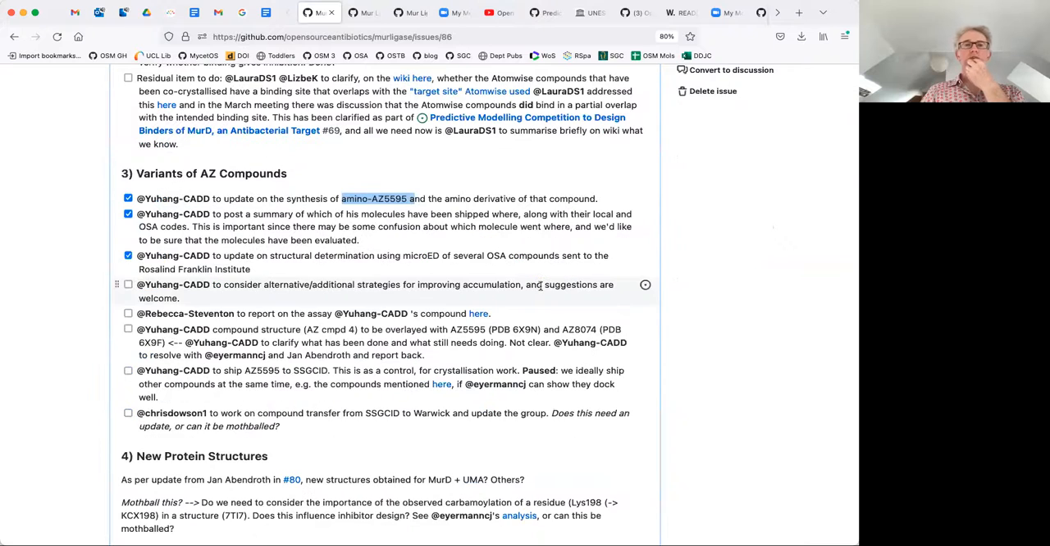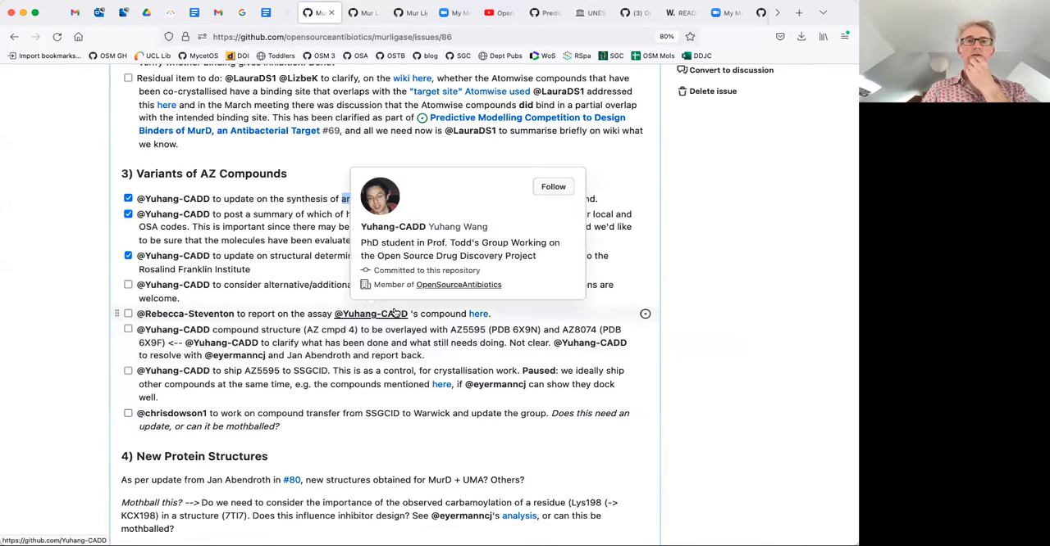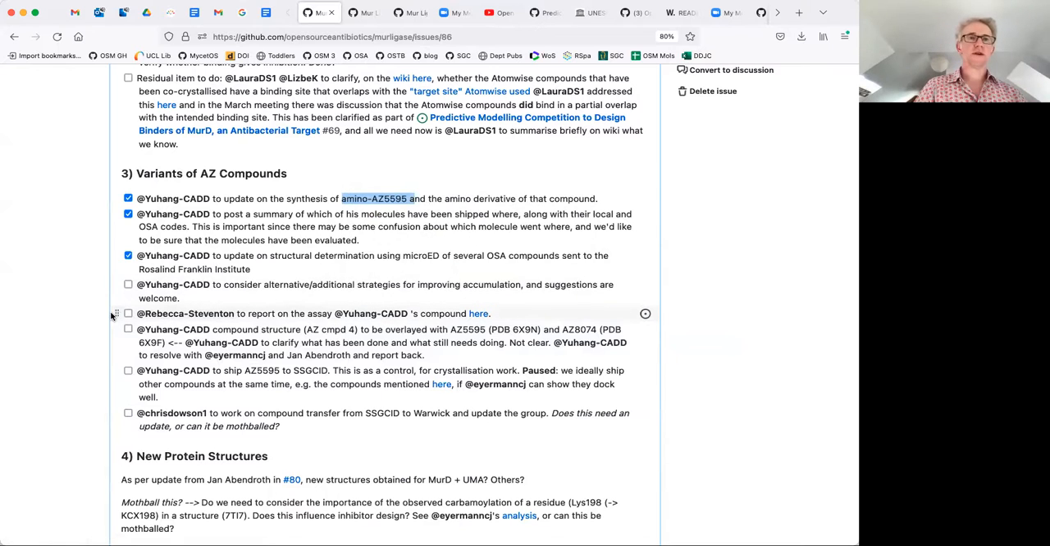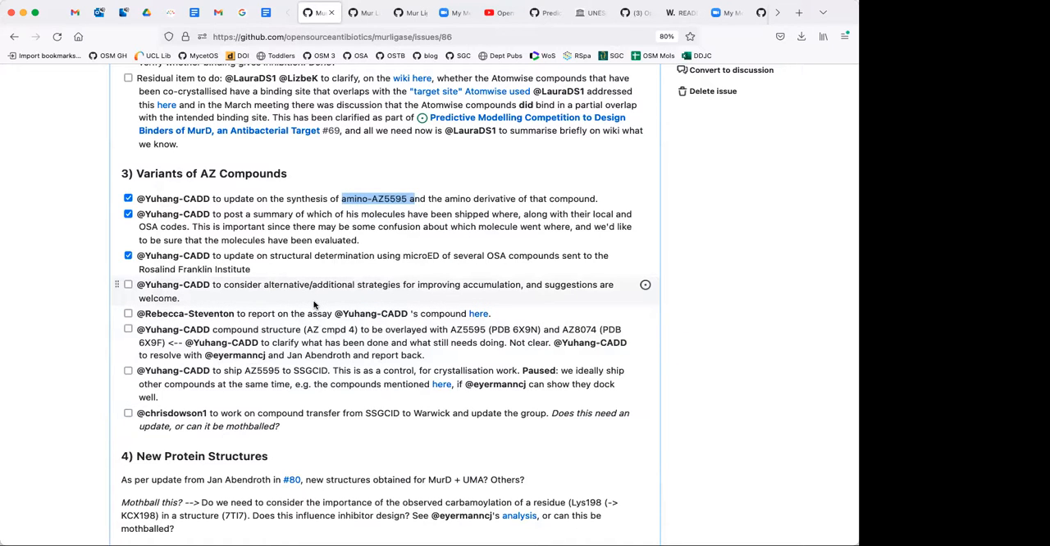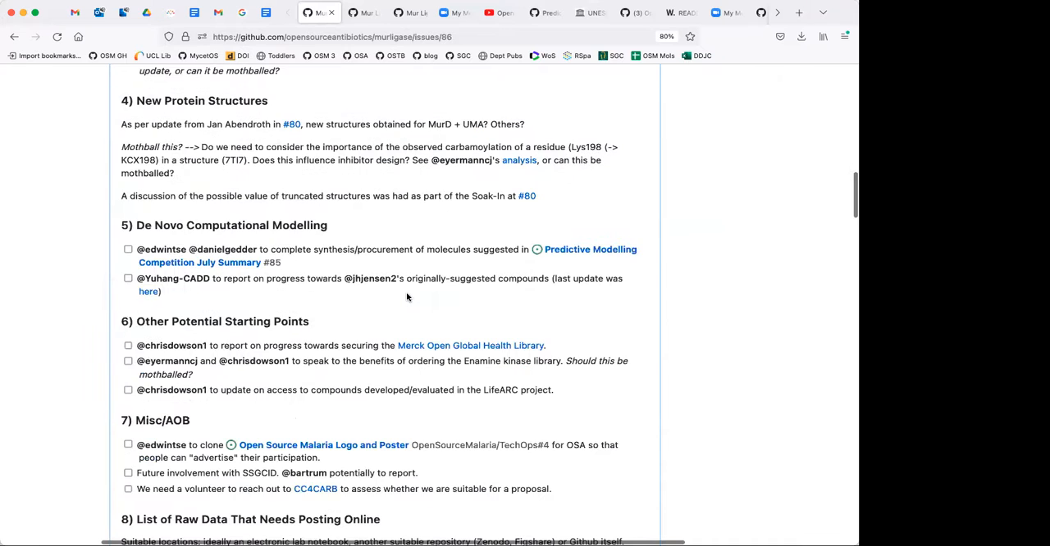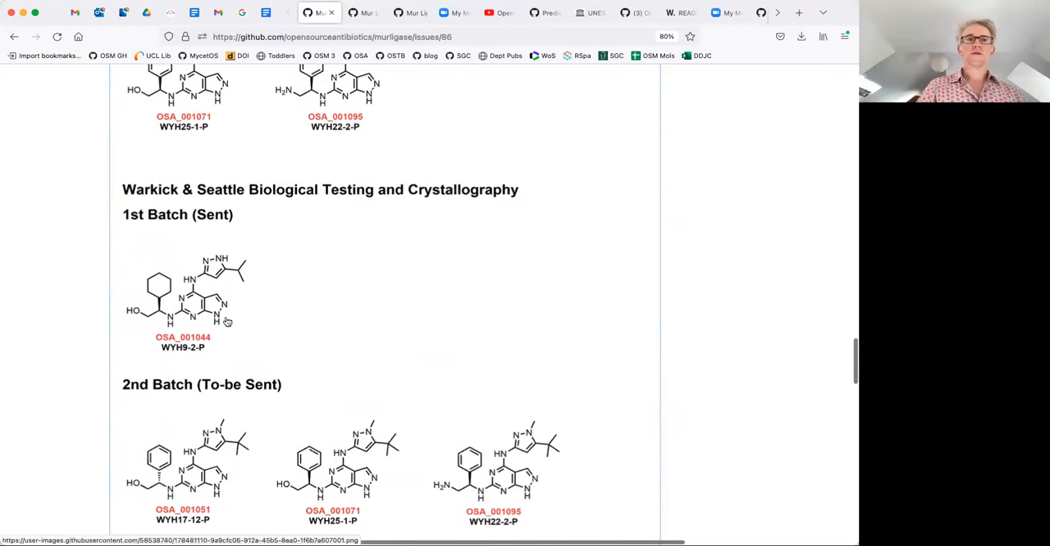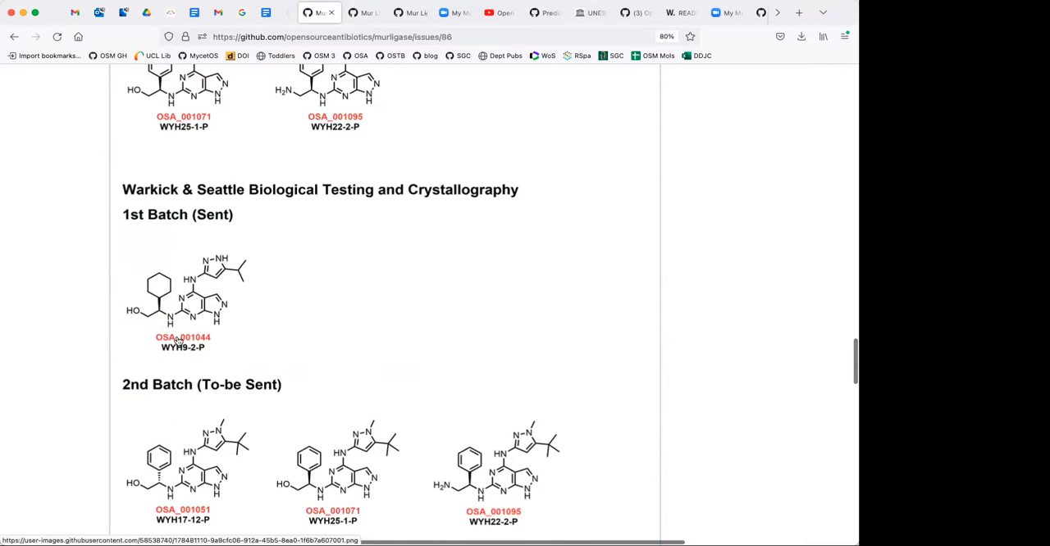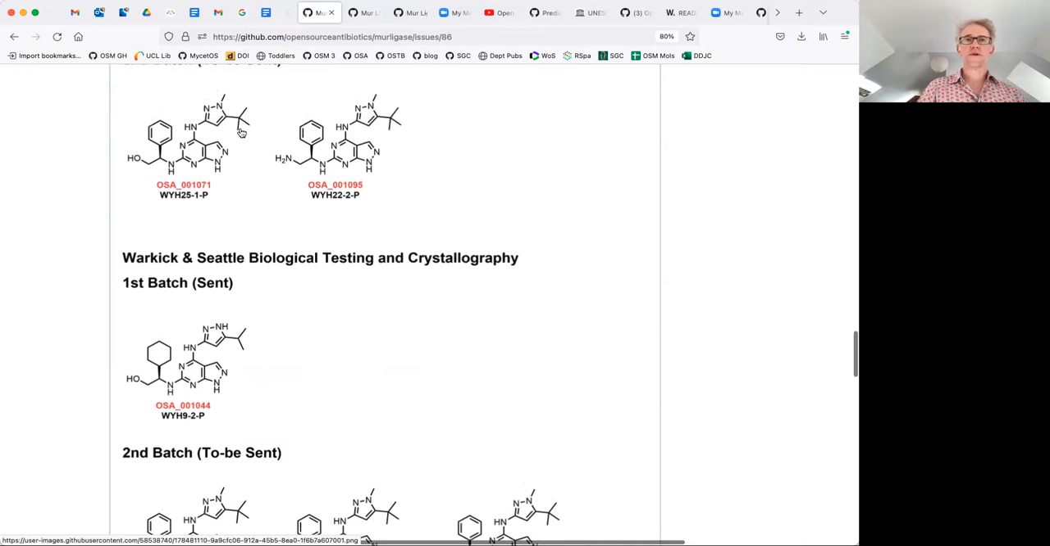All right, yeah. So Yuhang, I guess you've clarified which compounds have been sent where, and we just need to make sure that those compounds have been evaluated in some way. So this action here is on a compound that was sent to Warwick. Yeah. This guy, right? Yeah. All right. So that compound's already at Warwick, and we're going to also ship these two, which would make a nice set, I think.